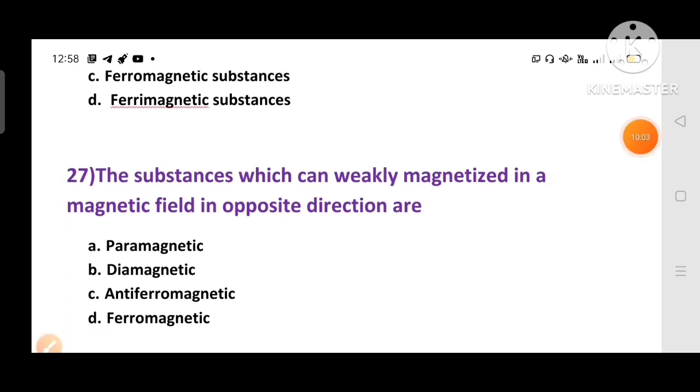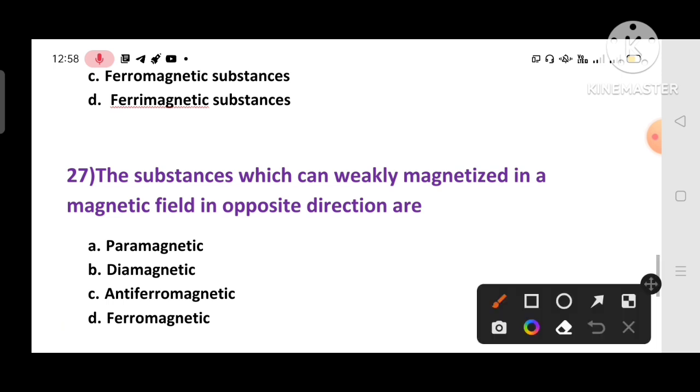Next question. The substances which can be weakly magnetized in a magnetic field in opposite direction are option A, paramagnetic. Option B, diamagnetic. Option C, antiferromagnetic. Option D, ferromagnetic. And the right answer is option B, diamagnetic.